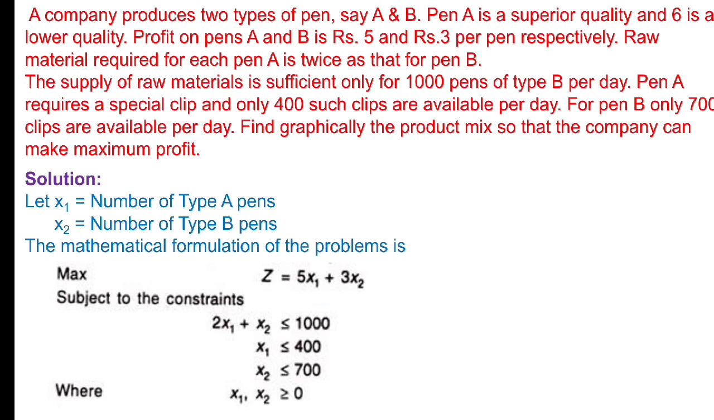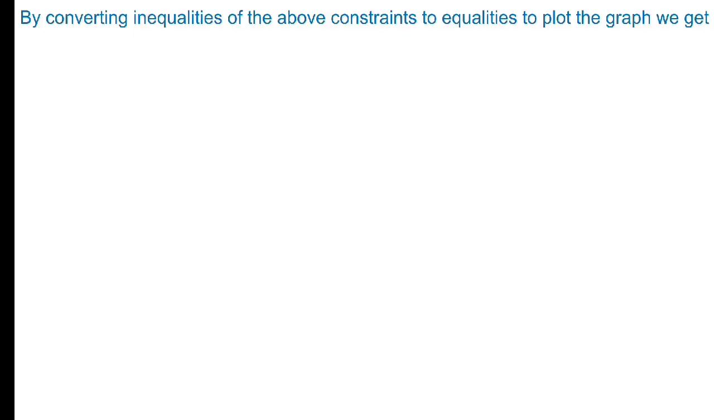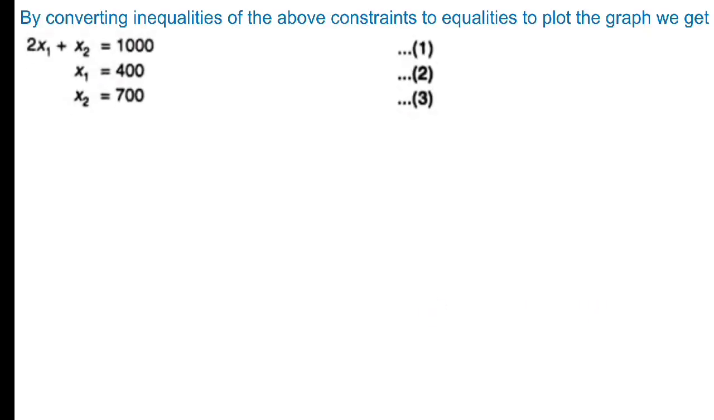Now, the first constraint will be considered. The given constraints will be written in equation form. Only the first one will be considered; for the second and third, the values are directly obtained. First constraint: put x1 equal to 0, x2 equal to 1000. Second, x2 equal to 0 gives x1 equal to 500. So the first point is 0, 1000. The second point is 500, 0.